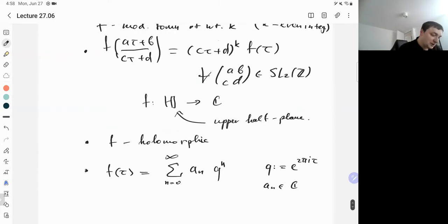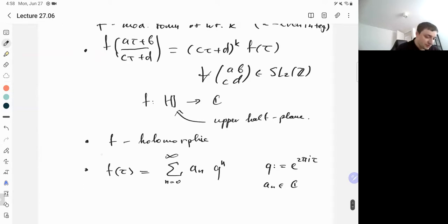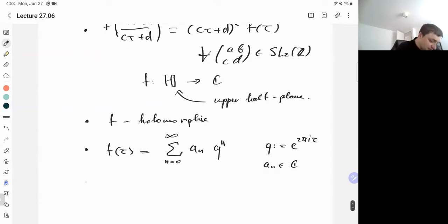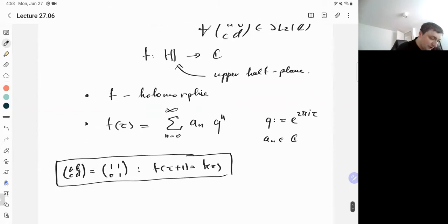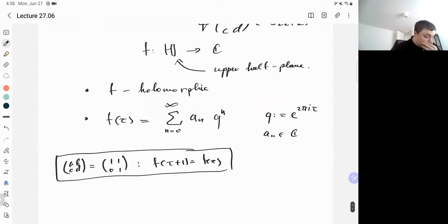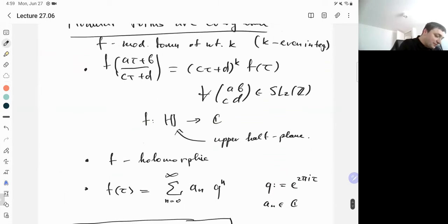for some complex number c. It may not immediately be clear why one should even look at Fourier expansions. Why does this function have to be periodic? But if you think about the matrix a, b, c, d equal to 1, 1, 0, 1, this tells you that the function should be one periodic. And then it's an exercise to prove that any one periodic function has this expansion. So this is roughly the definition.